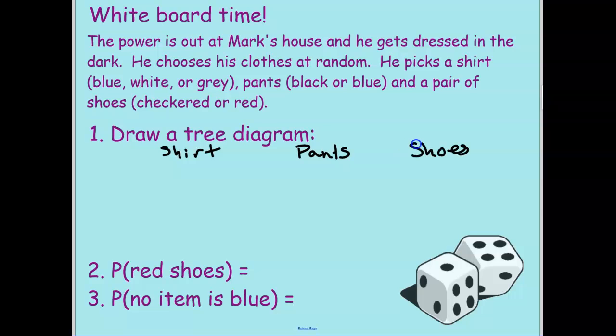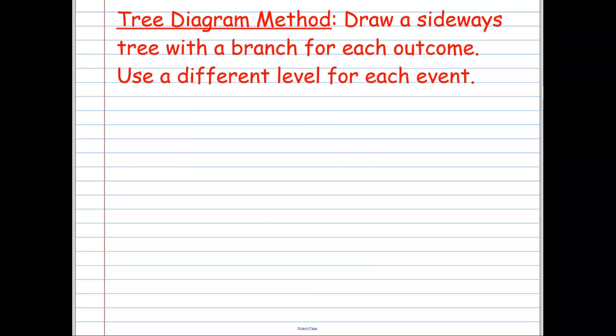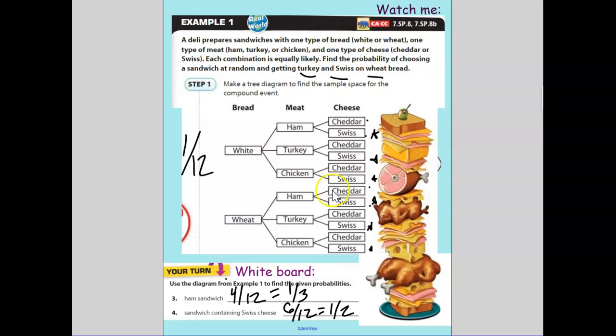And remember what a branching diagram ends up looking like. It's like the Scooby-Doo sandwich example. Let me go back to that one real quick. Oops. It's going to kind of look like this. See, there's a bread, meat, and cheese layer, and we've got all these branches.